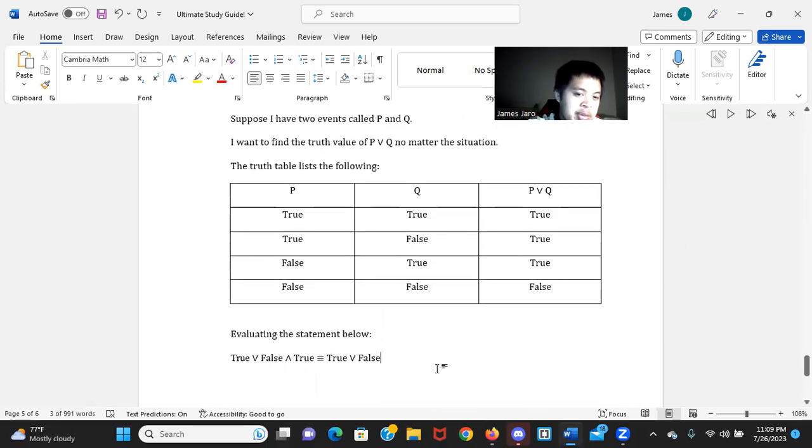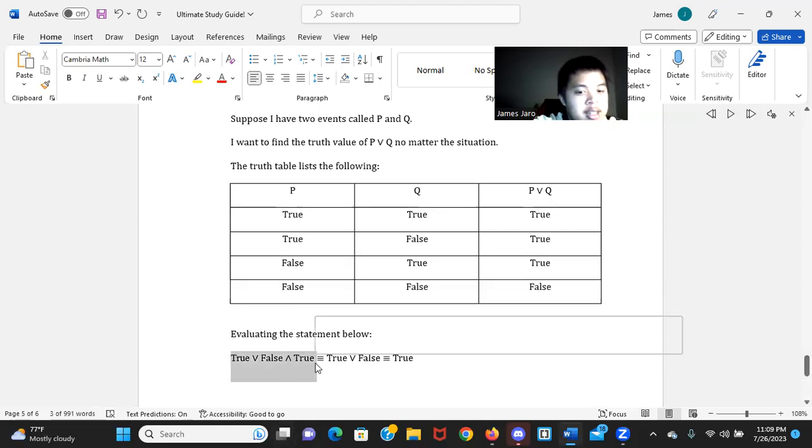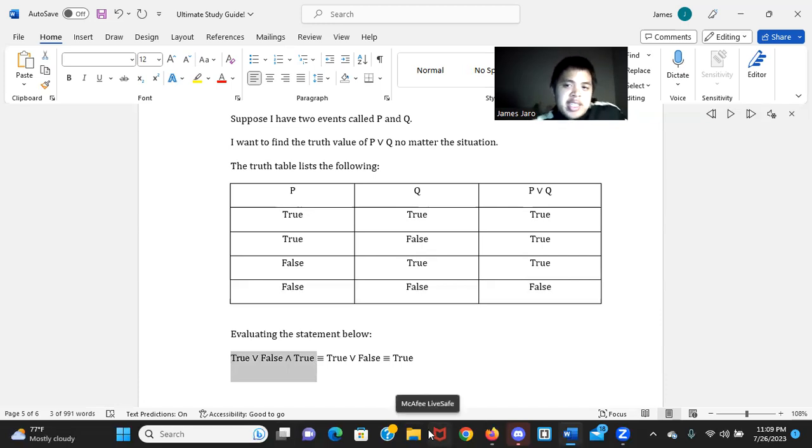And now I need to evaluate what true or false is. Well, true or false gives me true, according to the truth table for the V symbol, or disjunction. So we know that the ultimate validity of this Boolean expression evaluates to true. And so that's a basic example of Boolean algebra along with some of the truth tables.